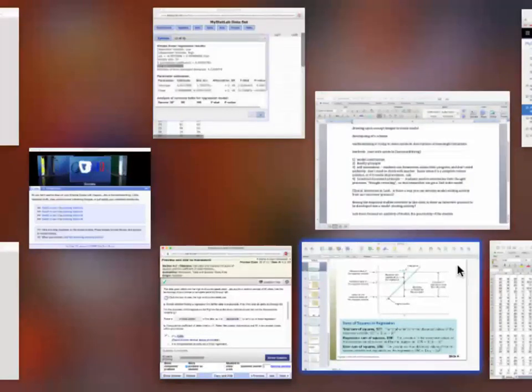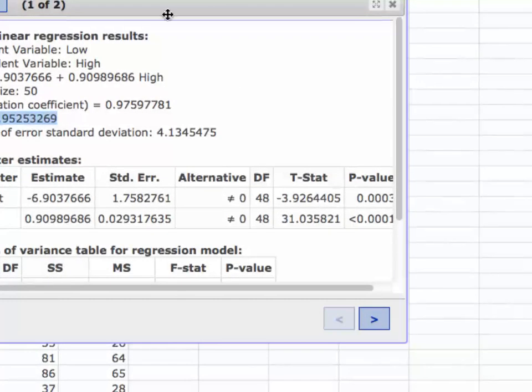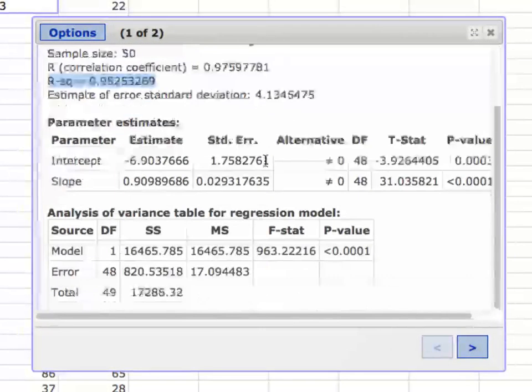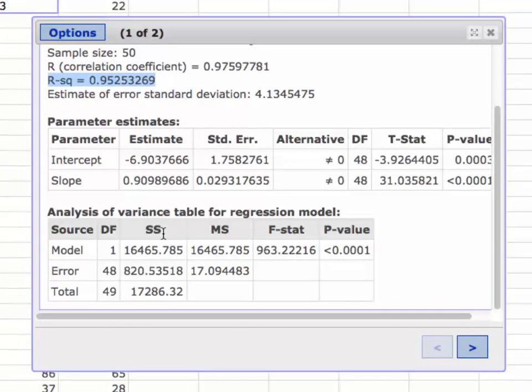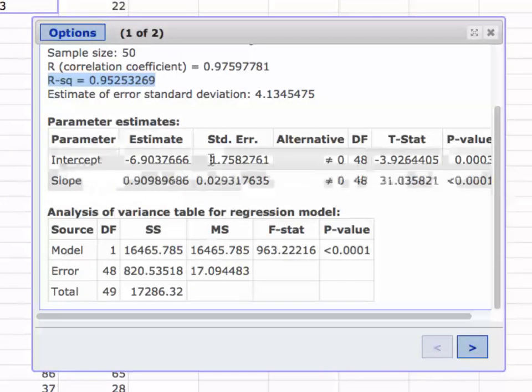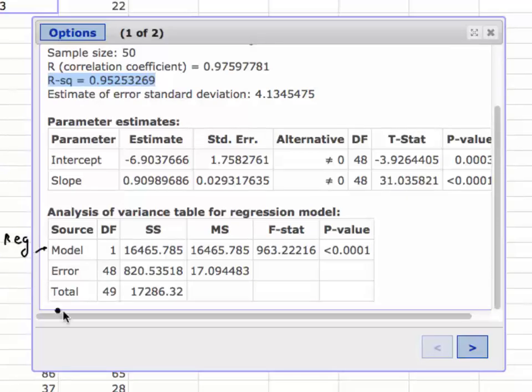Okay, and then going back to this, remember that your SSR is down here at this bottom column, SS, right? Model, so regression is a model. The line that we made is a model, and the model is the regression line. So this is the SSR. This is the SSE, E for error, SST. And so we know that the SSR, the 16,000 number divided by the 17,000, is what gave us the R squared.